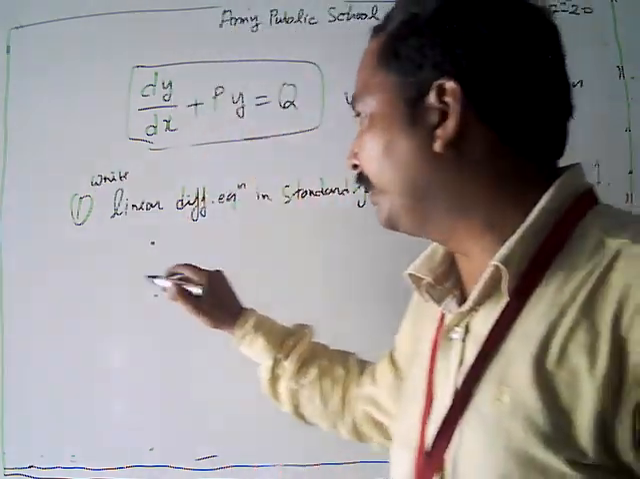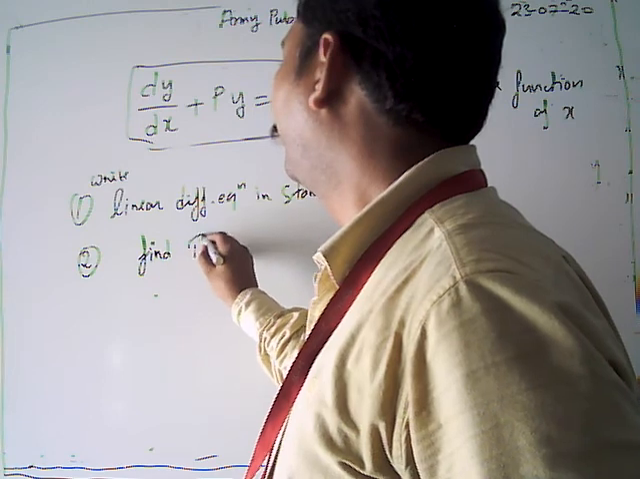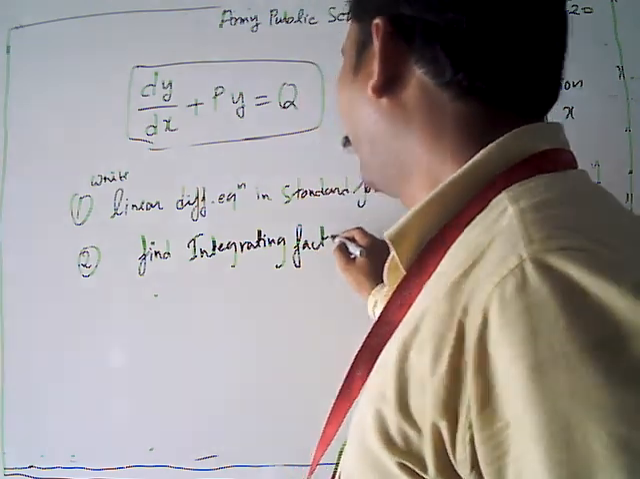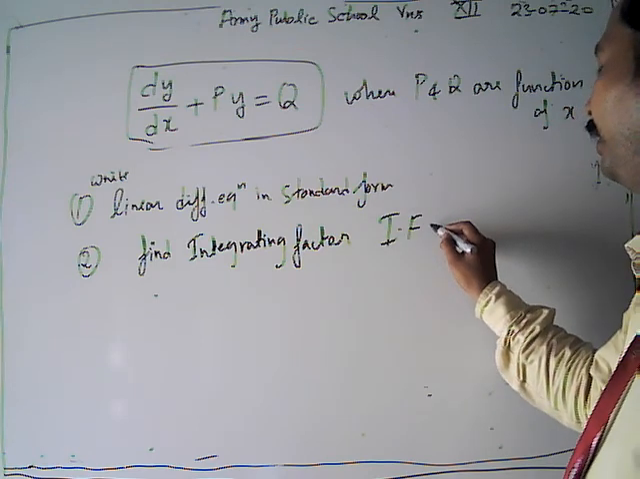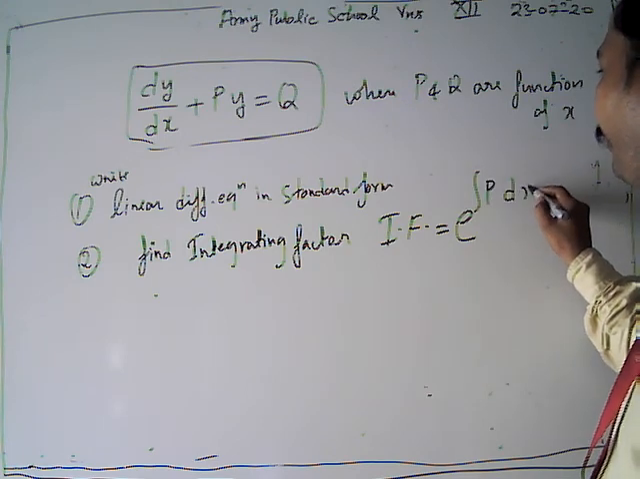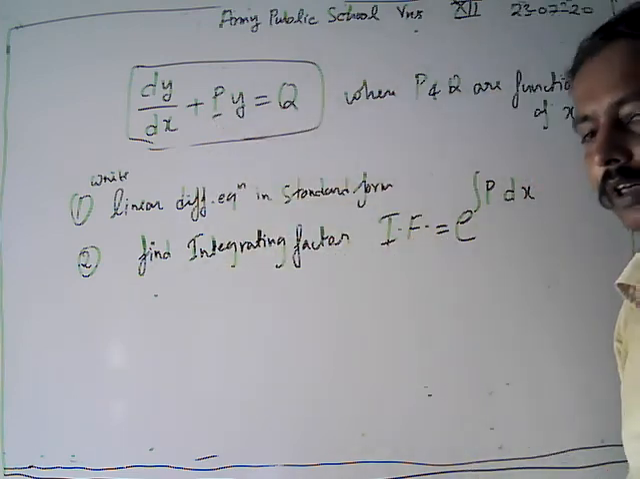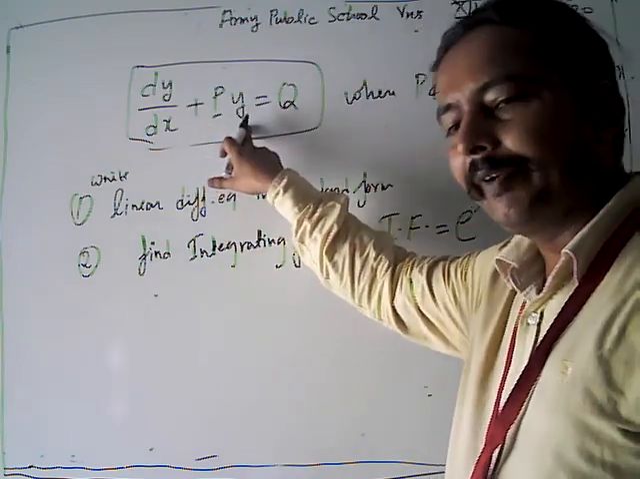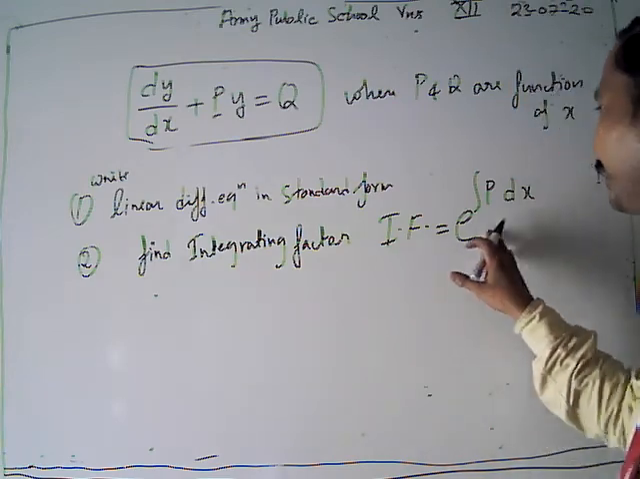After converting to standard form, in the second step we find the integrating factor. How can we find the integrating factor? The IF is calculated by e to the power integration of p dx. Here p is the function of x that multiplies the dependent variable y. So in the second step, we find the integrating factor, e to the power integration of p dx.